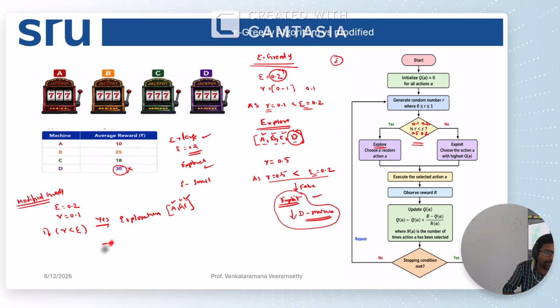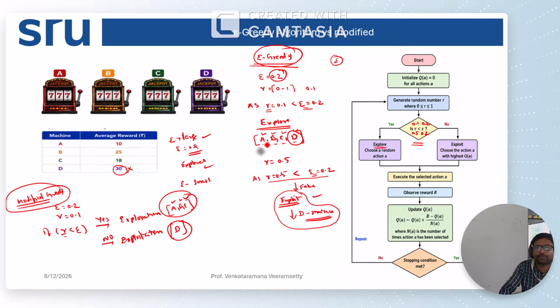If it is no, that means if your random value is greater than epsilon, then it is called exploitation, which is the same as the previous case. The machine which gives the highest return, we play with that machine. So this is the only change between epsilon greedy and modified epsilon greedy. In epsilon greedy, during the exploration phase, we include all the machines available in the casino, including the highest reward machine also. But in the modified greedy, we include all the machines except the machine which gives the highest reward.